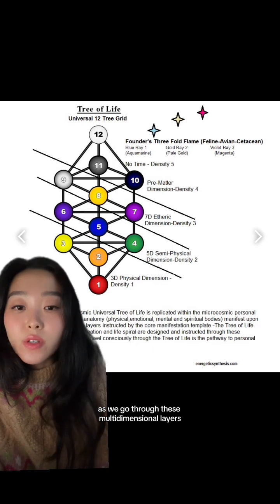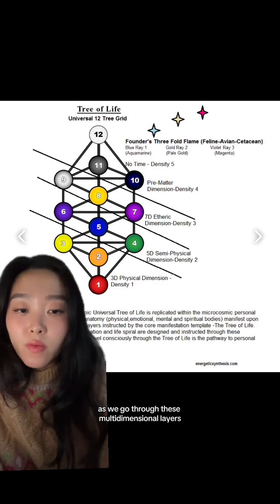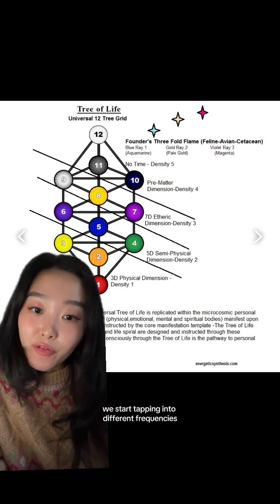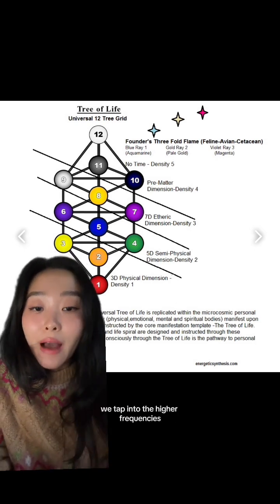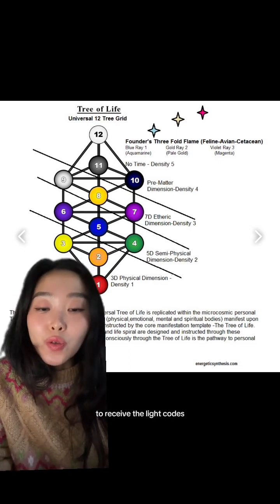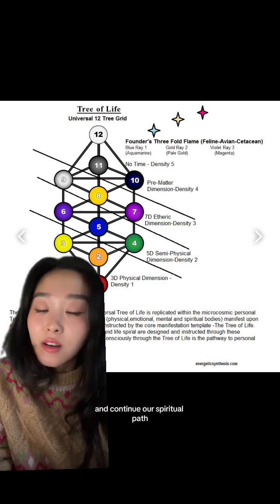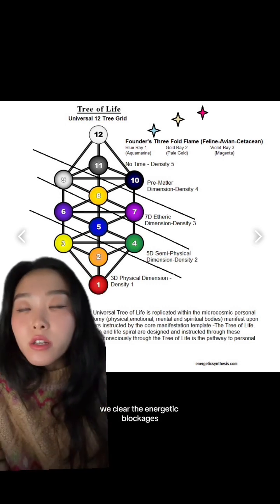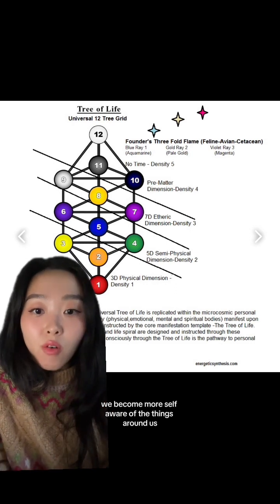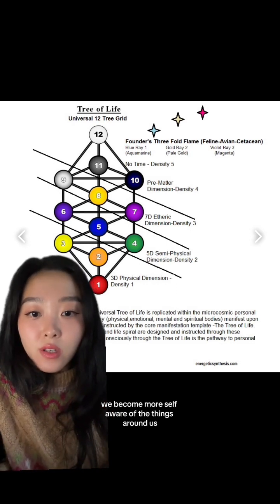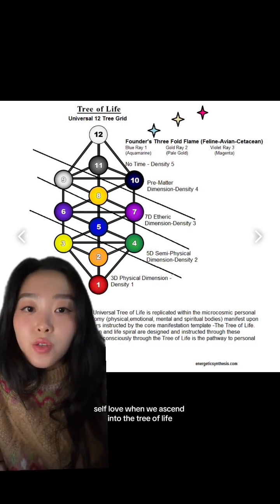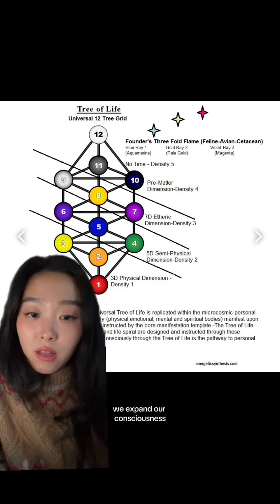As we go through these multidimensional layers from the 3D to the 5D to the 7D, we start tapping into different frequencies, and of course we tap into the higher frequencies to elevate our ascension, to receive the light codes and continue our spiritual path. We clear the energetic blockages. We go through these fields. We become more self-aware of the things around us. We show self-compassion, self-love. When we ascend into the Tree of Life, we expand our consciousness.